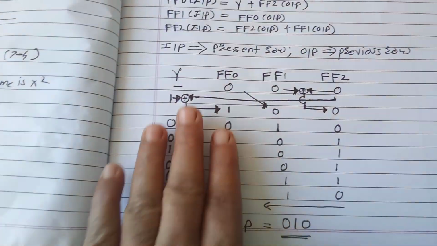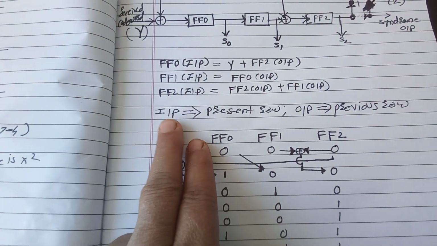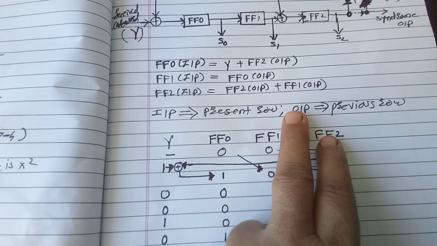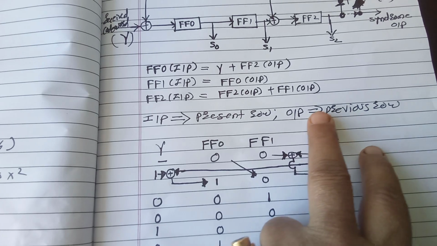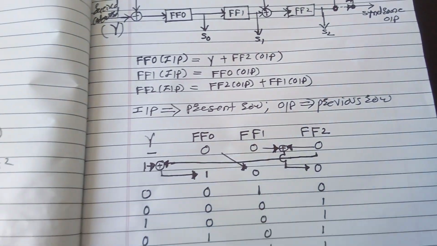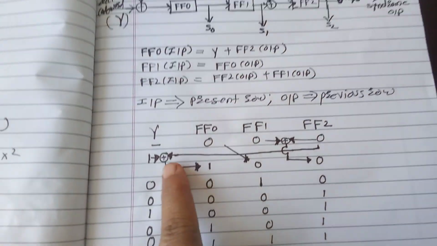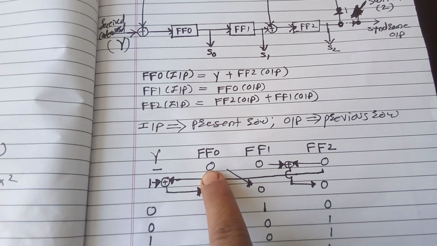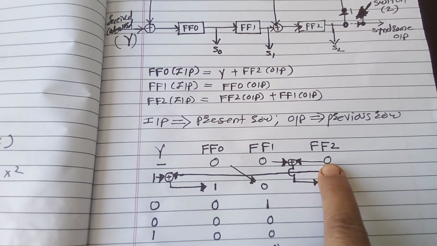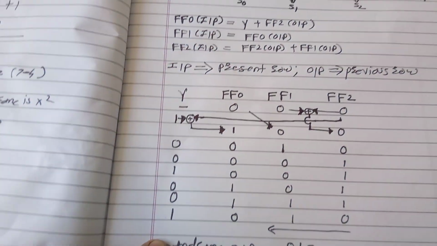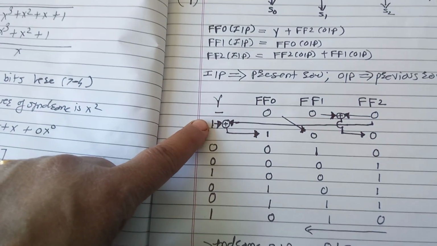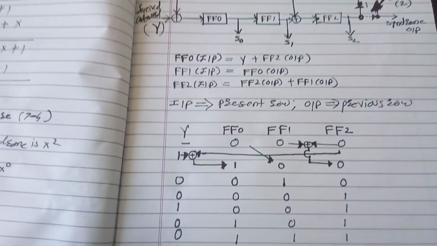After that we have to form this table. For that, you consider input as the present row you are calculating, and wherever output is written, you consider it as the previous row. Initially, when y is not there, the flip-flop 0, flip-flop 1, flip-flop 2 outputs will be 0, 0, 0. After that you have to write y. So what is y? y is equal to 1 0 0 1 0 0 1. The same is written here: 1 0 0 1 0 0 1.